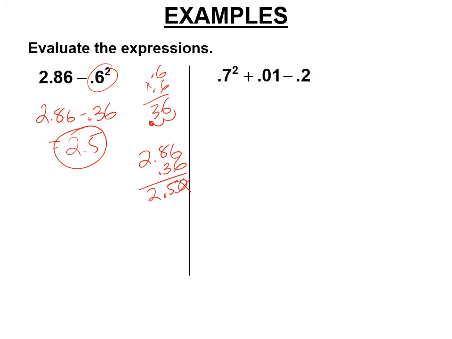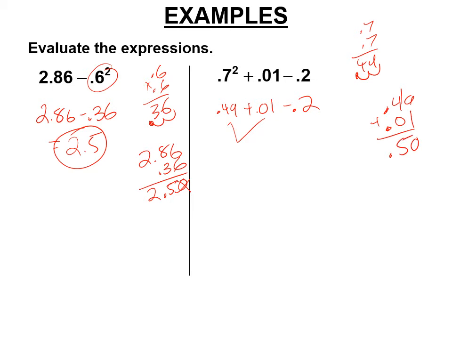Exponent, 0.7 squared. 7 times 7 is 49. Move the decimal twice. 0.49 plus 0.01 minus 0.2. All right, so we have a tie, right? So we're going to do 0.49, 49 hundredths, plus 1/100th, which is 5. Now that's 50 hundredths, but also known as 0.5. So this is 0.5 minus 0.2. 5 minus 2 is 3. Line up your decimal points. I think we can do that in our head. It is 3/10.